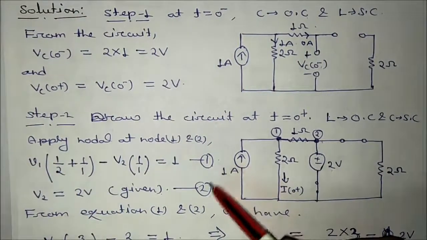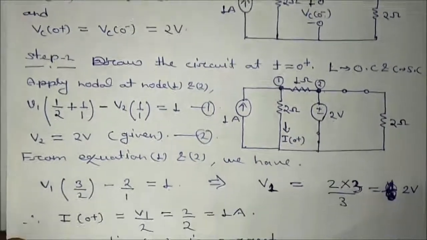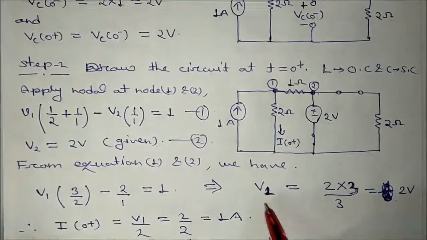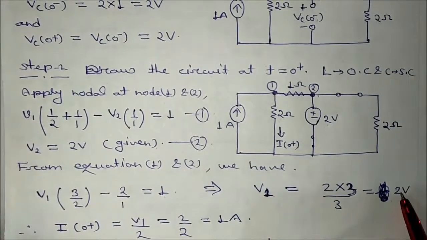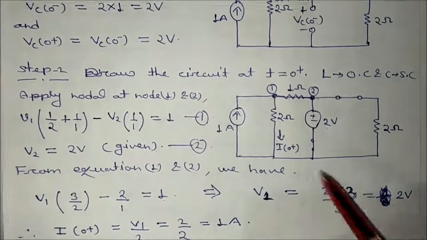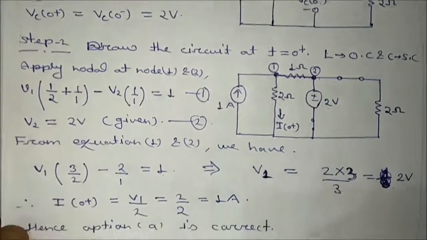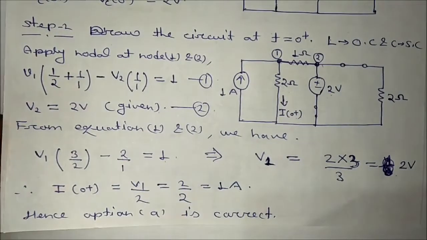So from equation 1 and equation 2, we can calculate the value of V1. And V1 we will get that is equal to 2 volt. If we get V1, then we can say that I0 plus will be 2 divided by 2. That is equal to how much? 1 ampere. Hence option A is correct.